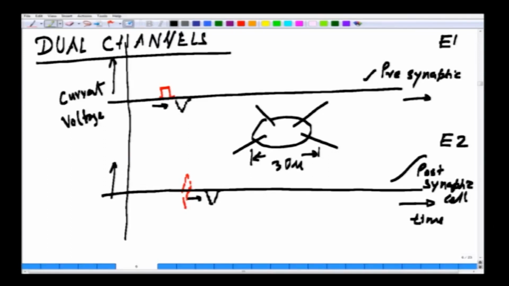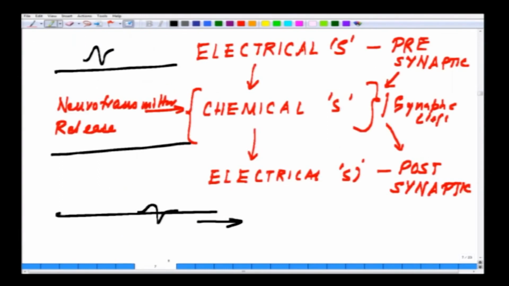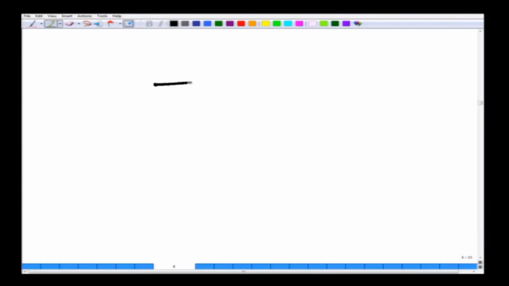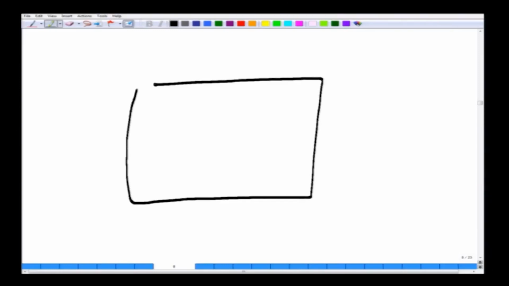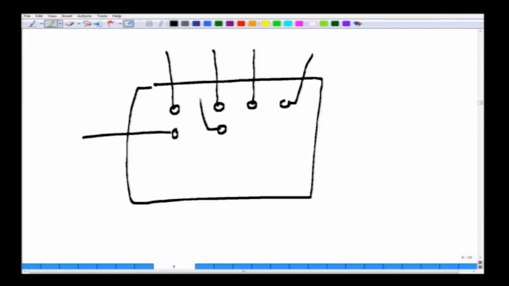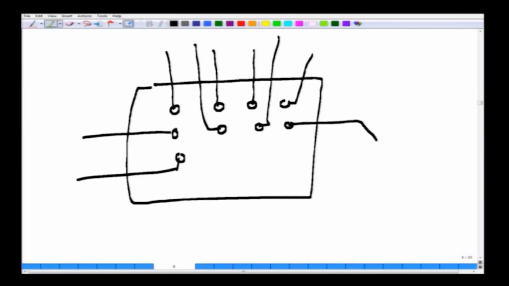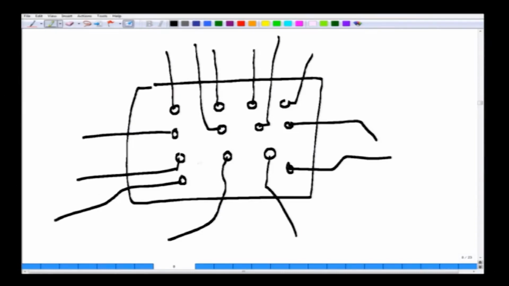You can do similar recordings using microelectrode arrays. Say for example, you have a microelectrode array like this. And again, my kind request, please go online to see the beautiful pictures of the microelectrode array in Google image. That will really enhance your imagination power.